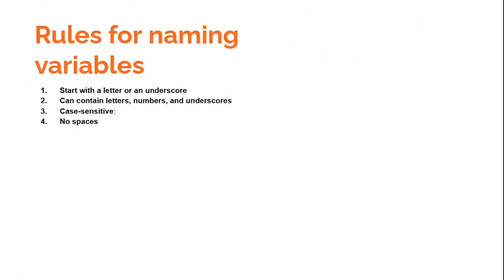Rules for naming variables. Number 1: a variable must start with a letter or an underscore, nothing else. Number 2: a variable must only contain letters, numbers, and underscores. Number 3: Python is case sensitive, so if you have age with a capital A, it is not the same as age with a lowercase a. I'll demonstrate this after. Number 4: no spaces. You can use underscores in the place of spaces.